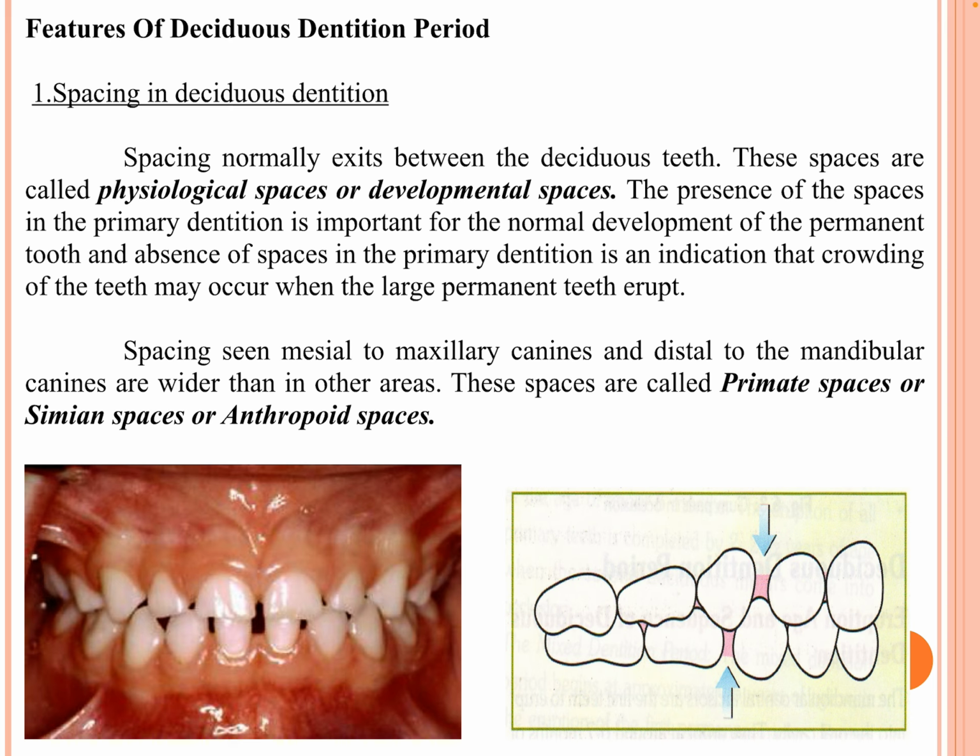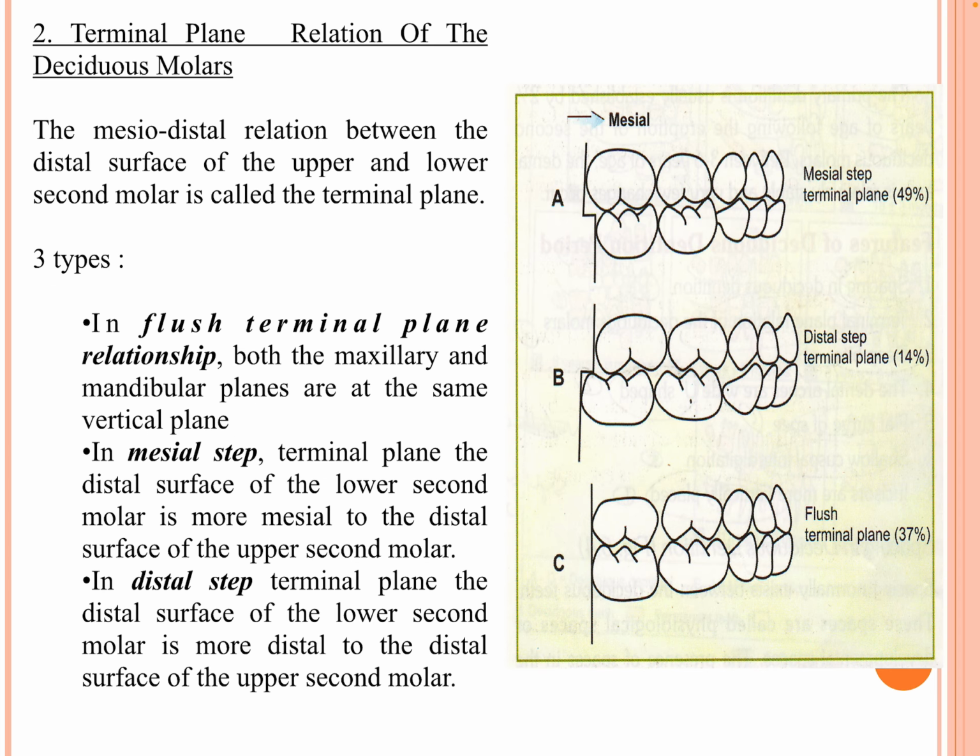Spacing which is seen mesial to the maxillary canine and distal to the mandibular canine is wider than other areas. These spaces are known as primate spaces or simian spaces or anthropoid spaces.